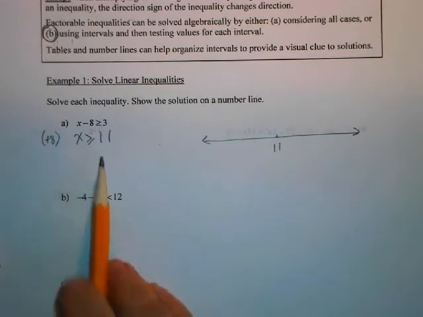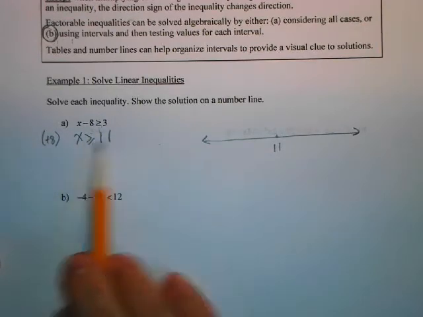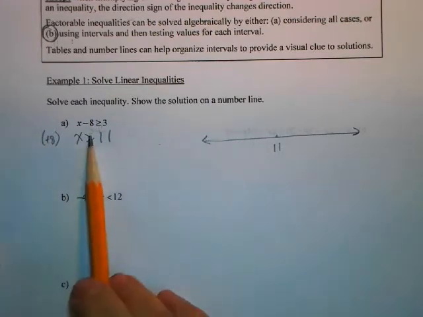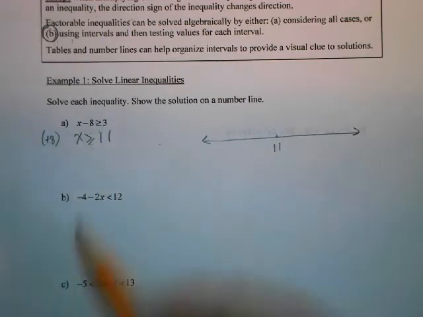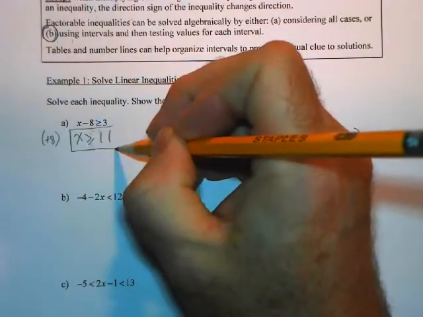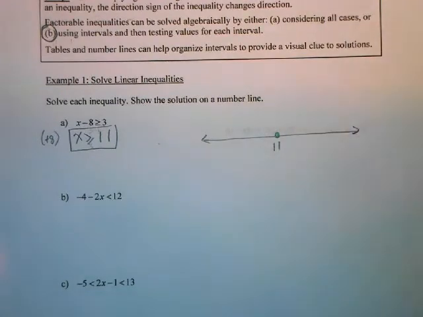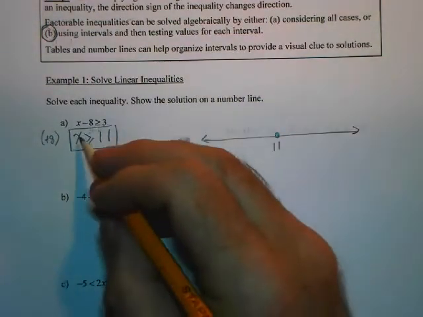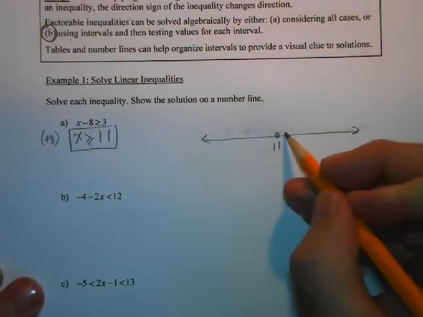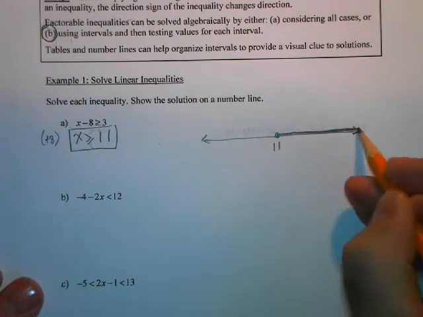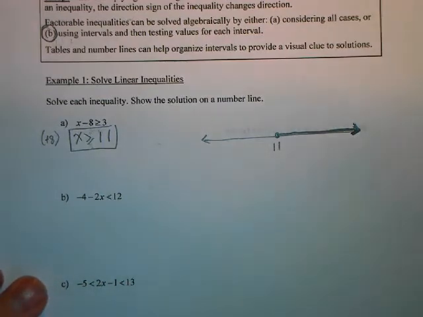Now, one of the things we have to look at first before we actually pencil that dot in is whether this is greater than 11 or greater than or equal to 11. Here the solution includes 11, so we call it a closed circle. Since it's greater than 11, everything to the right of 11 is part of the solution. So I'll shade that in, make the arrow a little darker, and that's basically showing the solution on the number line.